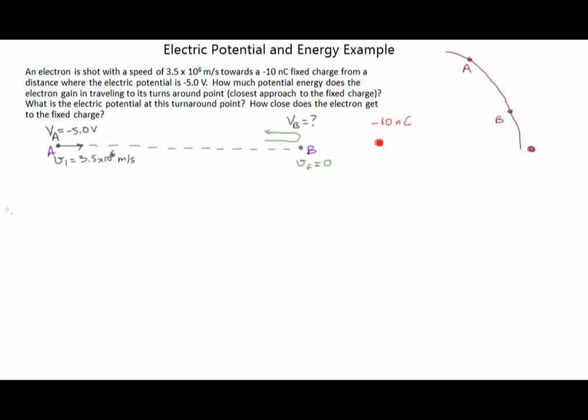All right, how do we figure all this out? So what I'd like to do is determine the change in potential energy. I think that was the first question. How much potential energy does the electron gain? So we want to find this out. And then we want to find out how much electric potential change it went through. That's the next step.